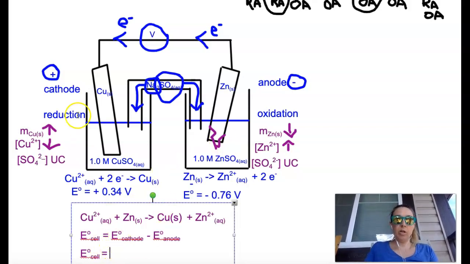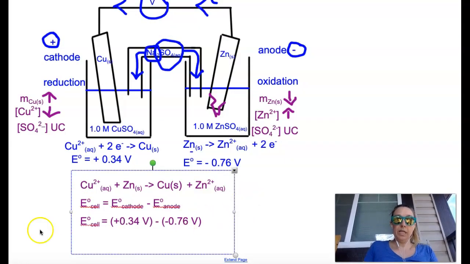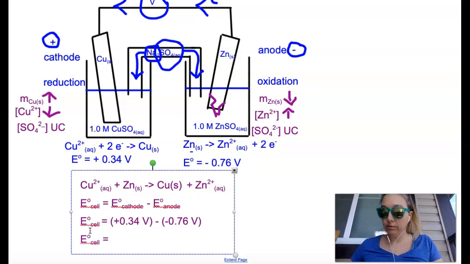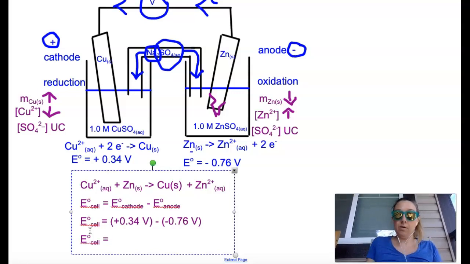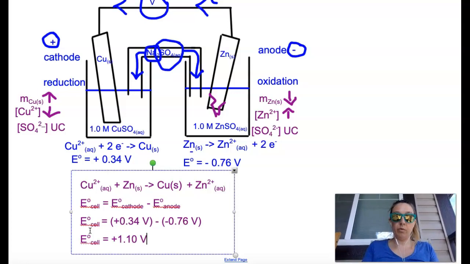So the cathode, we look at our picture, the cathode was over here, it was the copper. So we are going to have that positive 0.34 volts, and we are going to subtract the E naught of the anode, which is negative 0.76 volts. Okay, so from here, we can determine what the E naught of the cell is going to be. So we do 0.34 minus negative 0.76, which winds up giving us positive 1.10 volts.